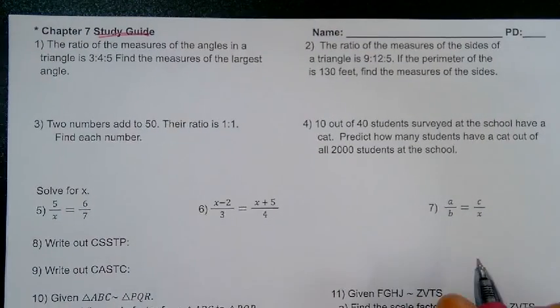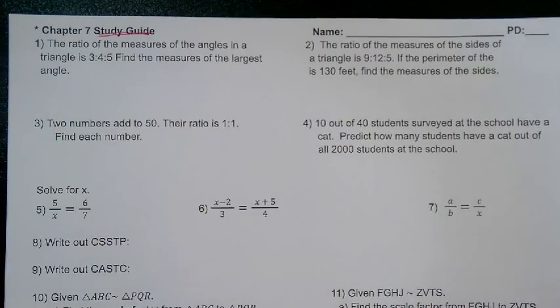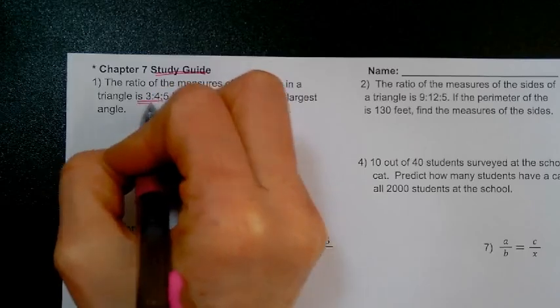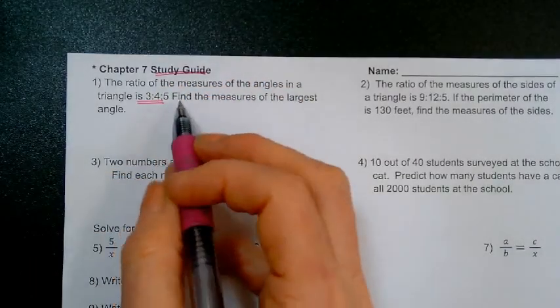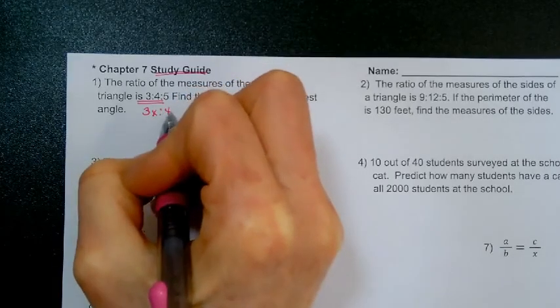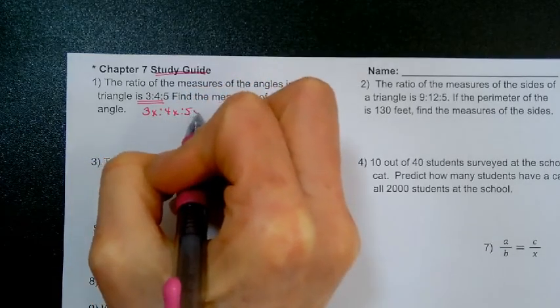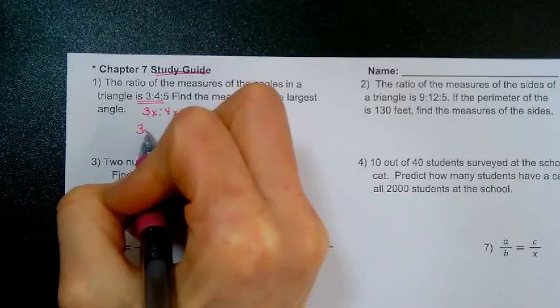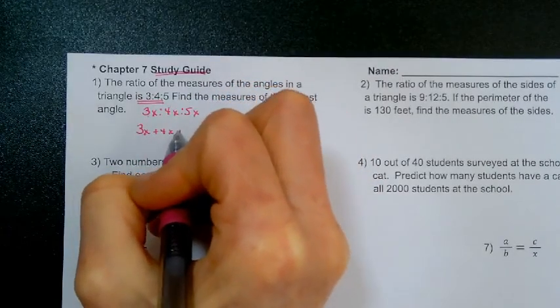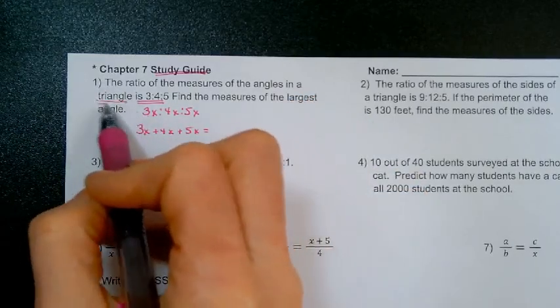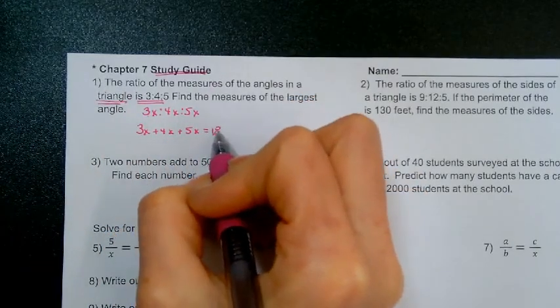Number 1. The ratio of the measures of the angles in a triangle is 3 to 4 to 5. Find the measure of the largest angle. When we see an extended ratio like this and we're trying to find the measure of each angle, multiply everything by x. So this ratio becomes 3x to 4x to 5x. Each of these numbers represents an angle, so 3x plus 4x plus 5x is going to equal 180, because these are the angles of a triangle.